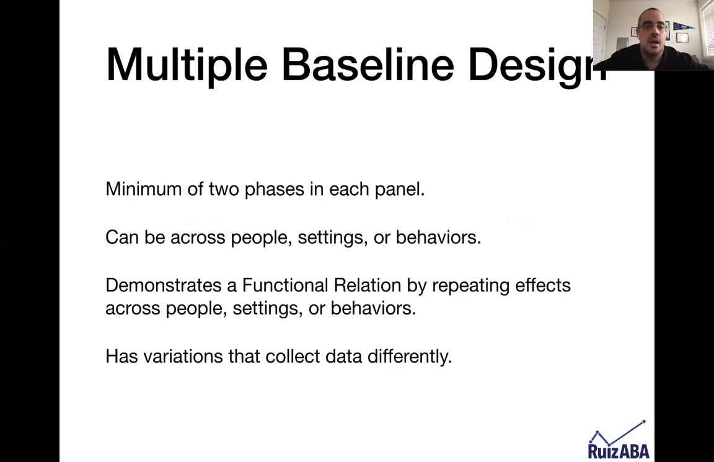Those are panels. They can be across people, settings, or behaviors, and they demonstrate a functional relation by repeating effects across people, settings, or behaviors. The only difference between multiple baseline design and its variations is that the way you would go about data collection is slightly different, and we'll get into that. But it's a pretty versatile design, and it relies heavily on repetition. So this will be one of those cases where the more repetition you have, the better off you'll be. So the larger number of participants, settings, or behaviors.